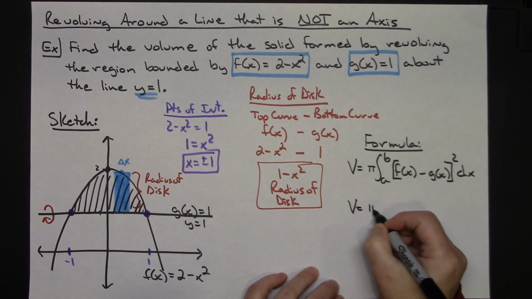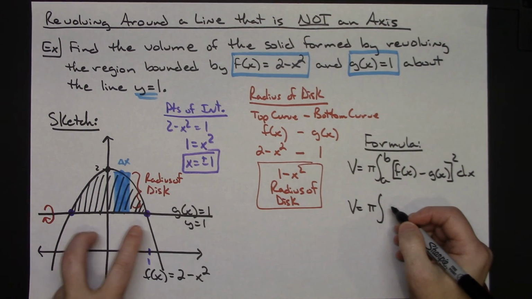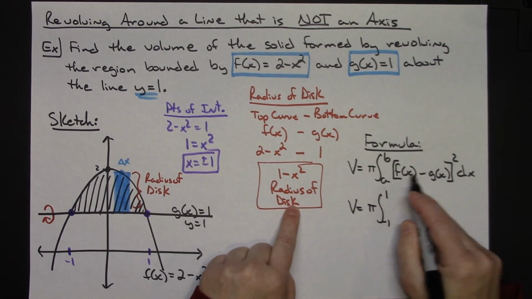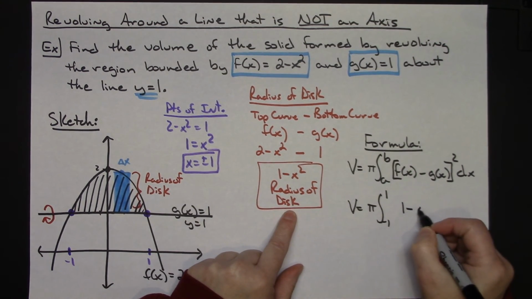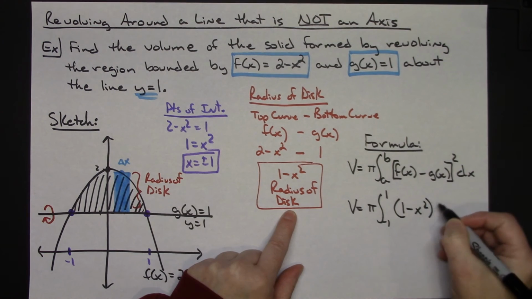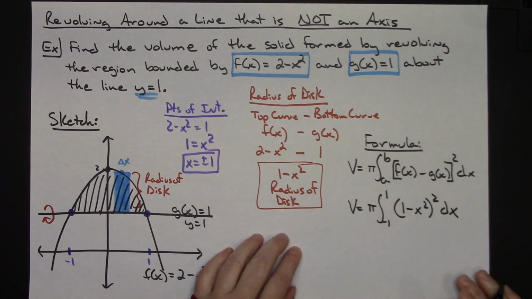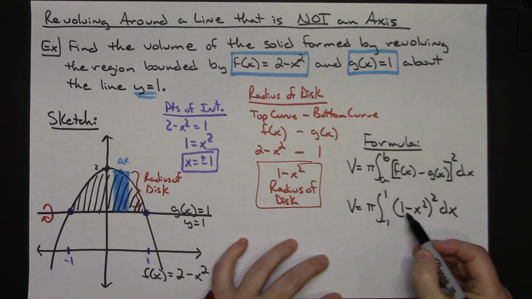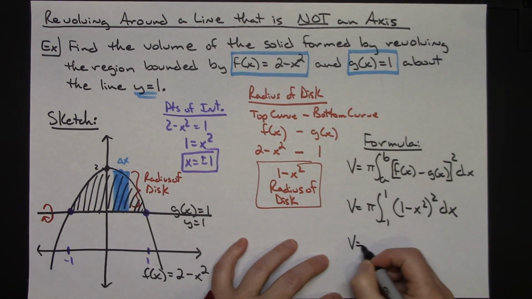So pi times the integral, we found our points of intersection as negative 1 and 1. We did the math right here, so the radius is going to be 1 minus x squared. I have to then square that quantity, dx. And then again here, hopefully you can calculate this integral without too much problem. Probably what I would first do before I try to integrate this is I might FOIL it. So let's go ahead and do the FOIL step for you.